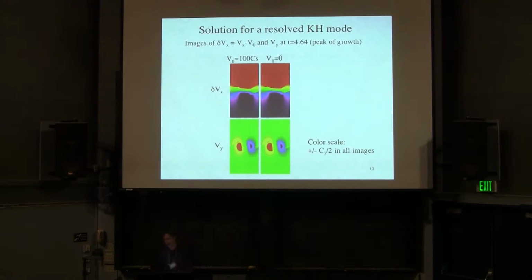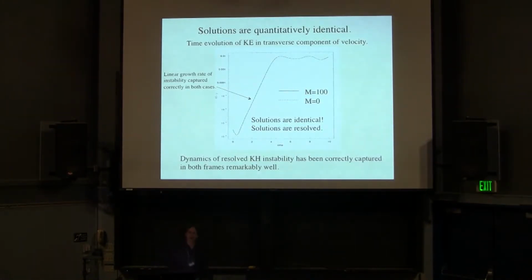In fact, I can do much better than that. I can actually compute the linear growth rates. I can calculate the rate at which the transverse perturbation is growing in time. It should be exponential with this slope that's given by the linear stability analysis of KH instability.